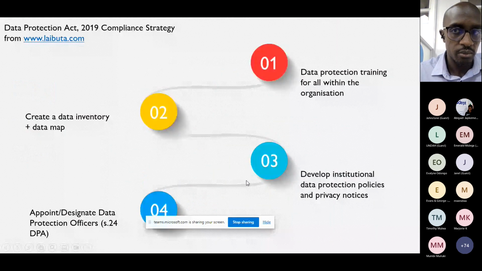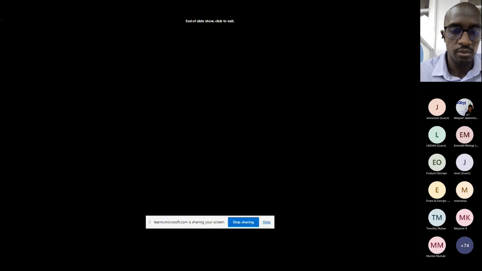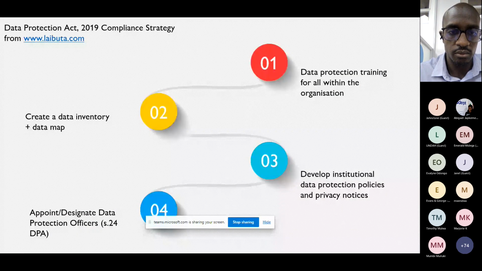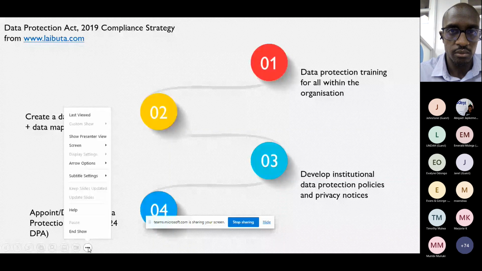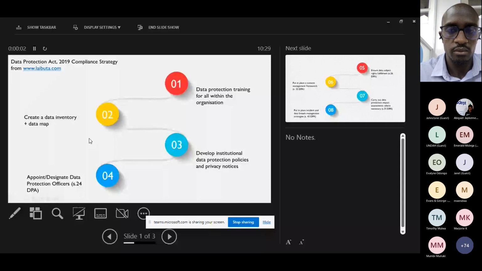Okay, so I'll just talk about compliance strategy. I have what I call a 13-point strategy, some steps that you may look at adopting within your organization in terms of compliance. So the first of this is data protection training for all within the organization.